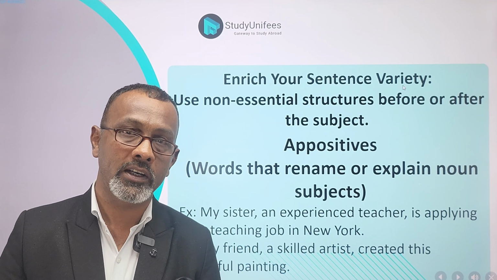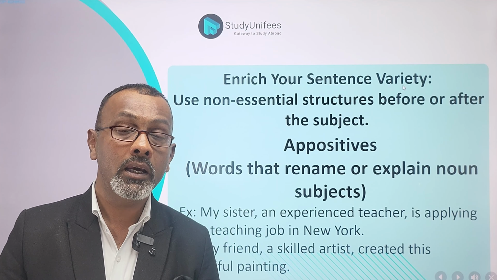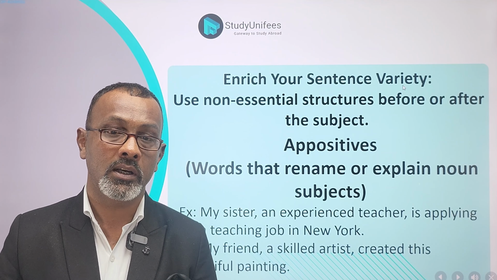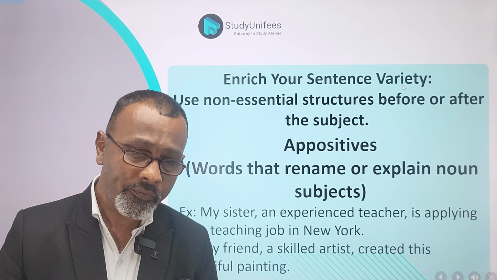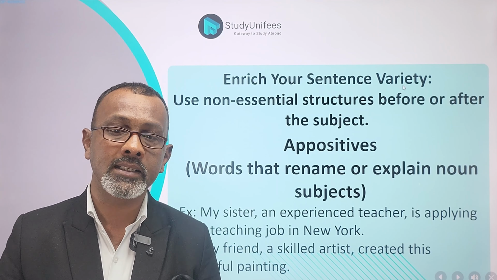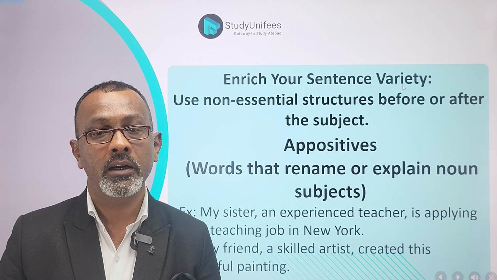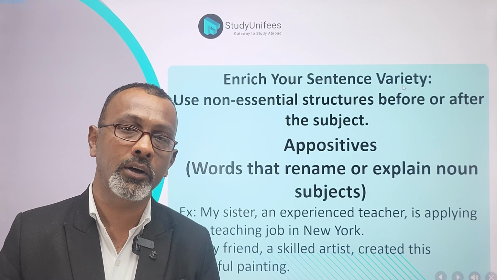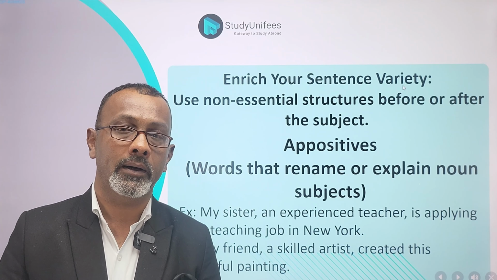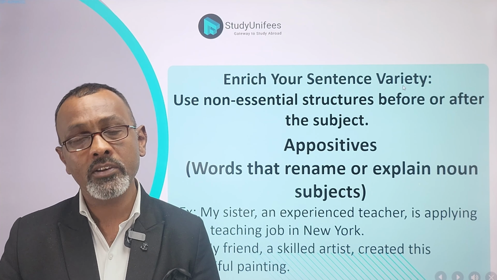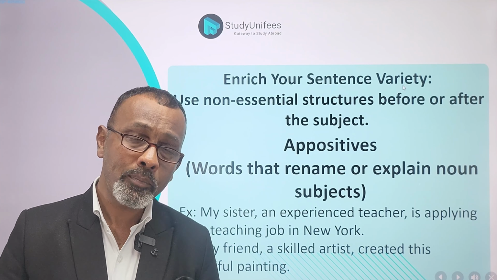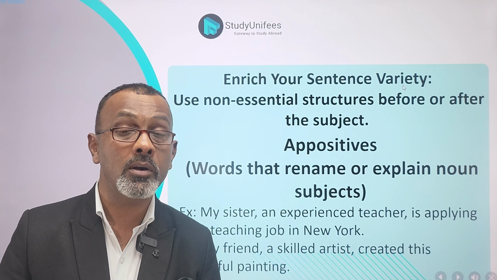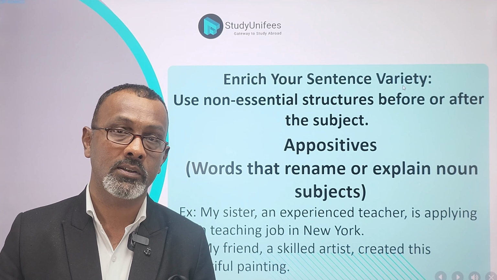Appositives are short phrases, usually in the form of a noun phrase, that follow the subject and describe it. Look at the first example. My sister, an experienced teacher, is applying for a teaching job in New York. Here, the phrase an experienced teacher is the appositive. Note, it is separated from the main clause by commas on both sides.